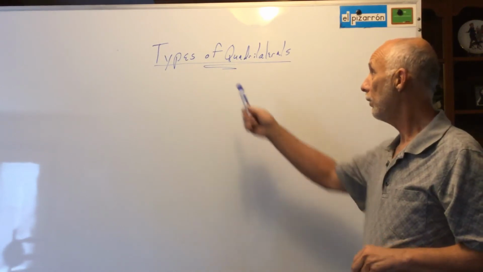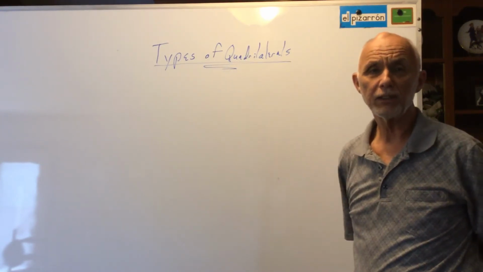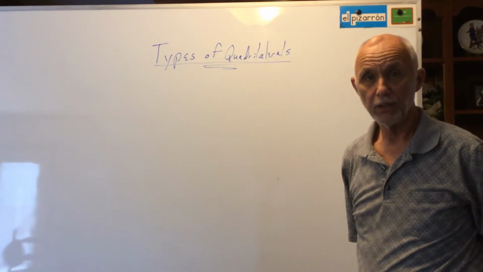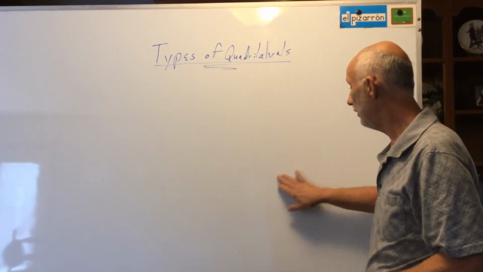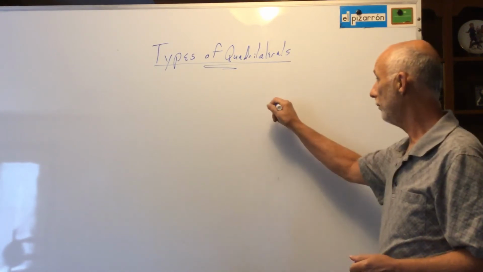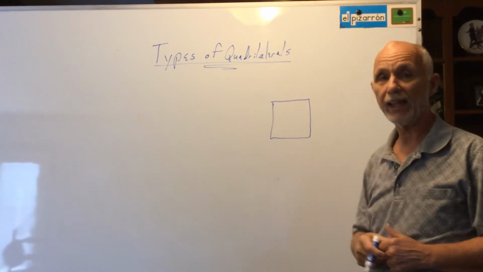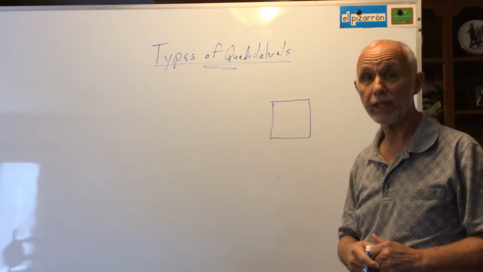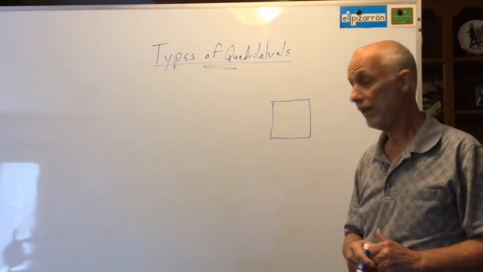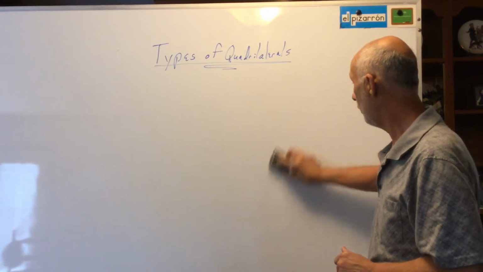But today we want to talk about types of quadrilaterals. Remember, a quadrilateral is a four-sided figure, okay? And you have all kinds of different looking quadrilaterals. I think most people, when they think of a quadrilateral, think of maybe a square, okay? But a square is a type of quadrilateral, all right? But there are two major types of quadrilaterals when we start out.